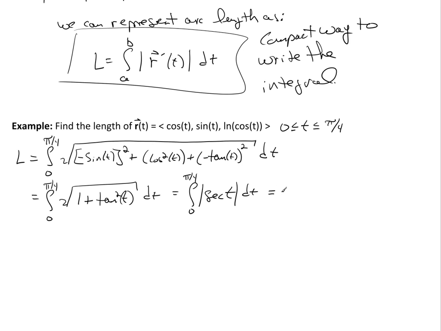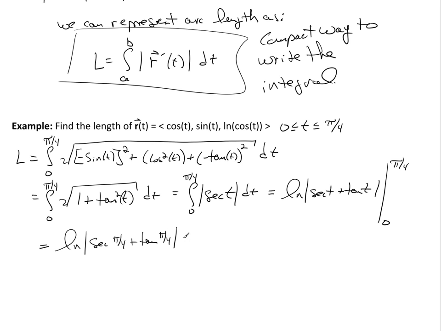Now, if you remember the antiderivative of secant, this is going to be equal to the log of the absolute value of secant of t plus tangent t. And of course, I need to evaluate this from 0 to pi over 4. Well, that is going to be equal to the natural log absolute value of secant of pi over 4 plus tangent of pi over 4, minus the natural log of secant of 0 plus tangent of 0.